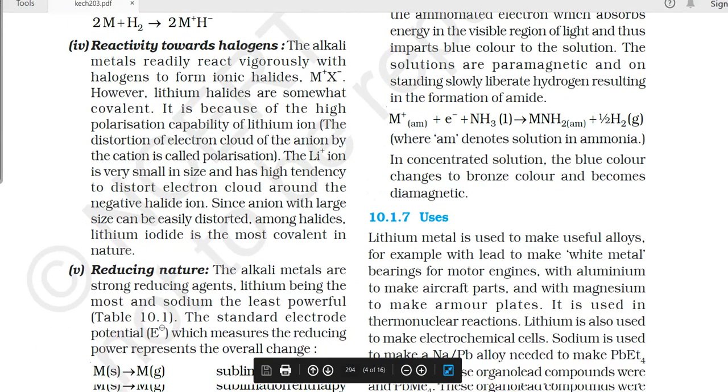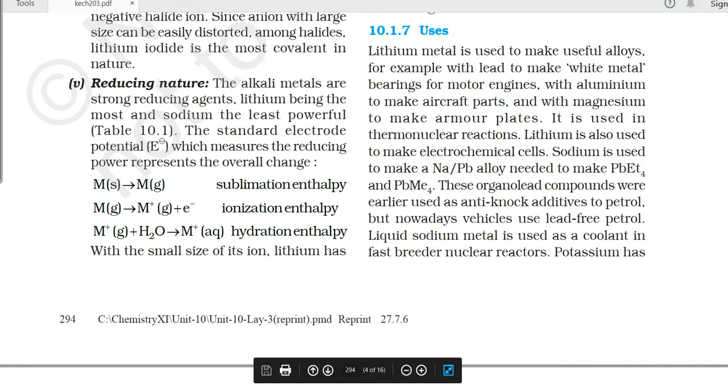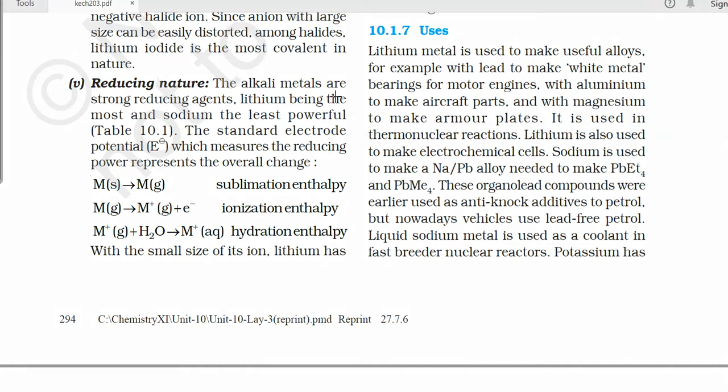Next is the reducing nature. The alkali metals are strong reducing agents. They themselves get oxidized and reduce the other elements present in front of them. Lithium is the most and sodium the least powerful.